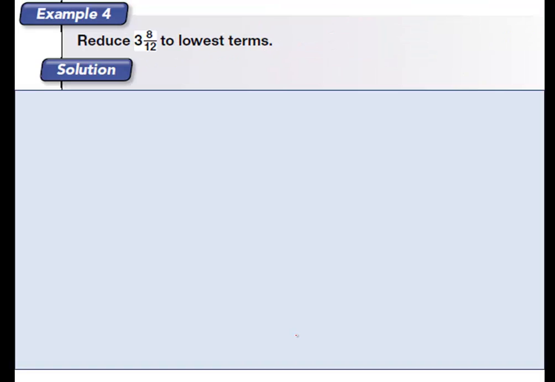Reduce 3 8/12 to its lowest terms. This one I'm going to help you with first, and then I'll have you do the others on your own. We're going to leave the 3 all by itself. We're not going to touch the 3. We're just going to go to the 8/12.